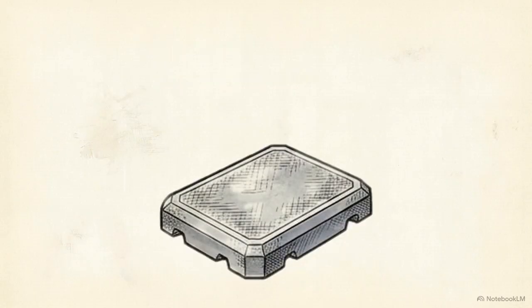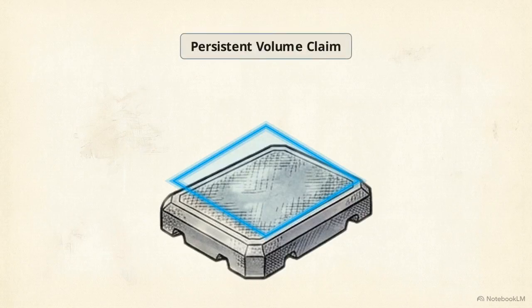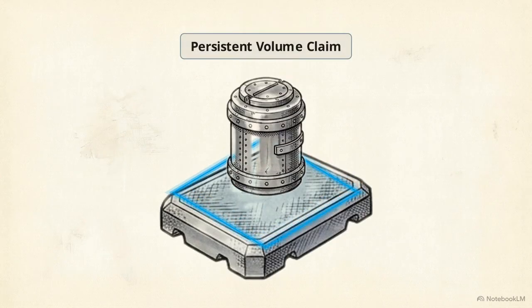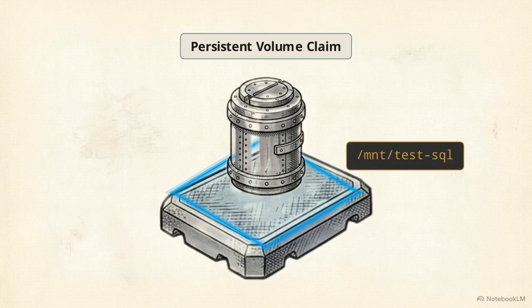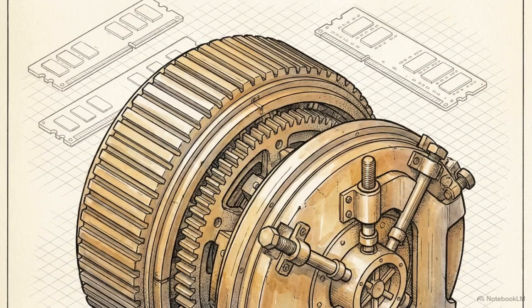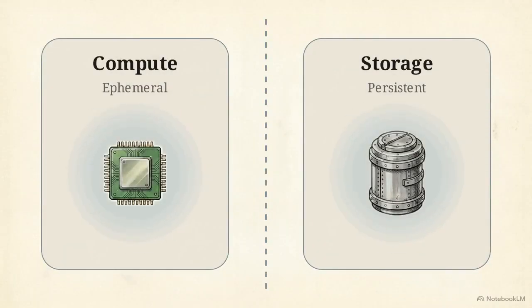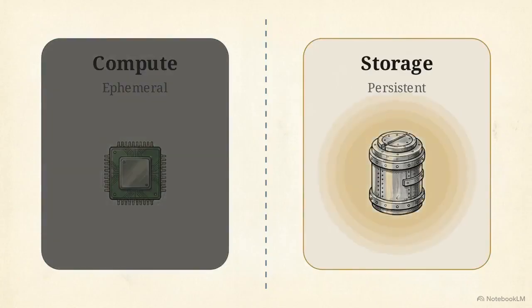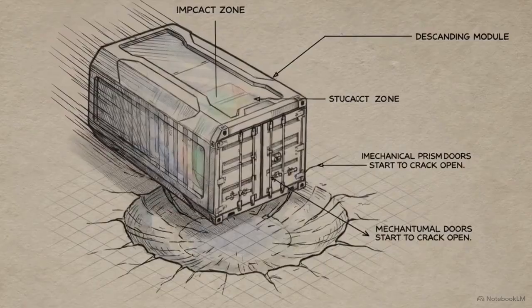To solve this, we use a Kubernetes mechanism called a persistent volume claim to secure permanent disk space. This claim is mapped to a physical folder on the worker node's hard drive at /mount/test-SQL. This directory acts as permanent storage for the application's data, separate from the temporary compute memory. By isolating the persistent volume claim from the general compute area, we ensure the database survives even if the virtual machines cycle power. With the foundation set, we move to the container layer.